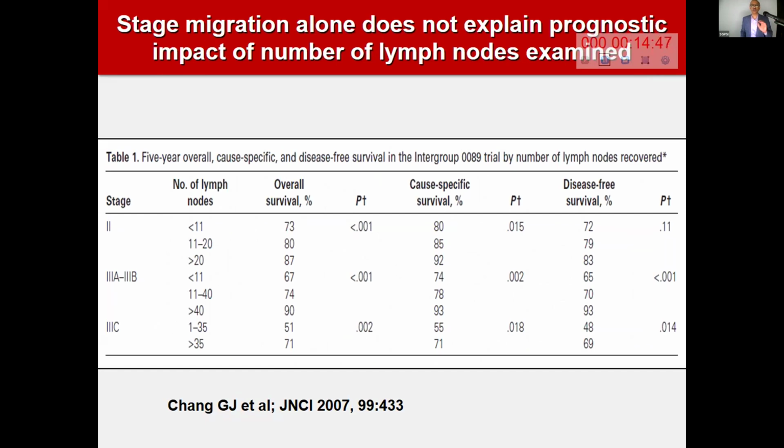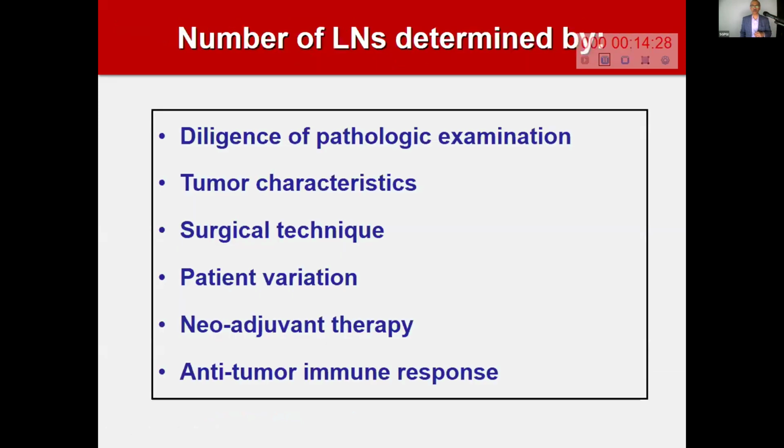And that holds true. The number of nodes examined in a colectomy is important, not just for stage 2 node negative ones, but also for stage 3 tumors, which you can see in this study, where the greater the number of lymph nodes, the better the outcome. And that's because we are appropriately staging the colectomies in those patients.